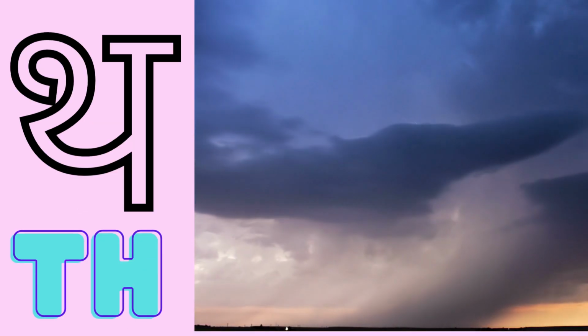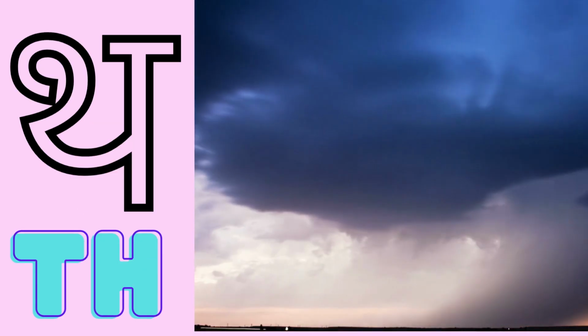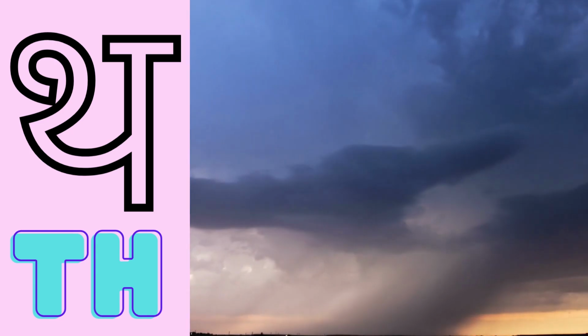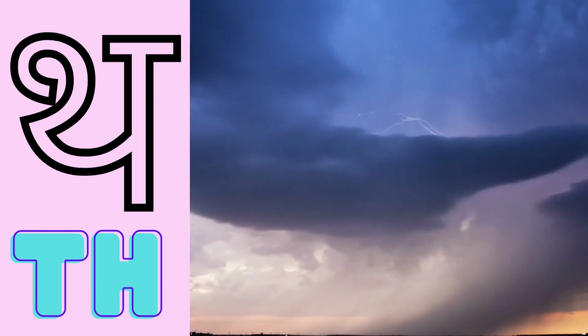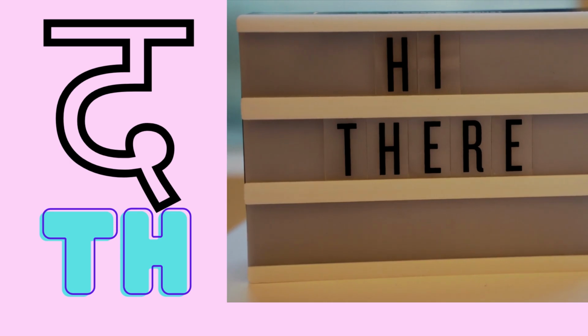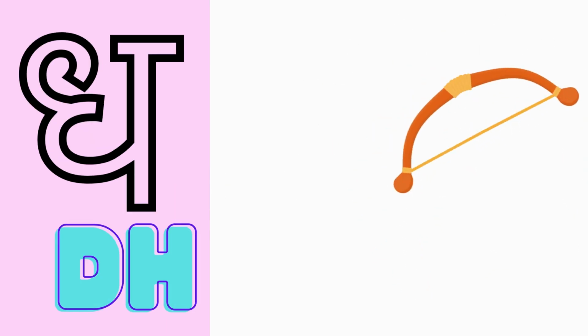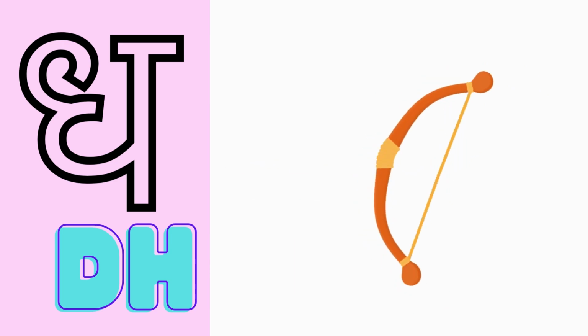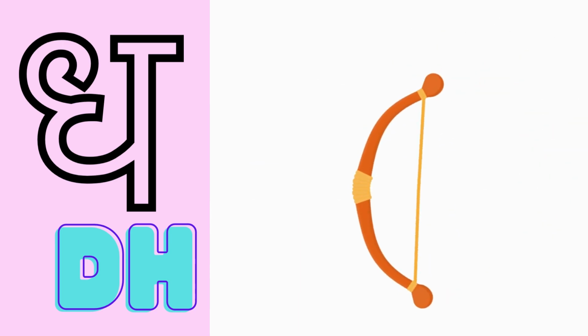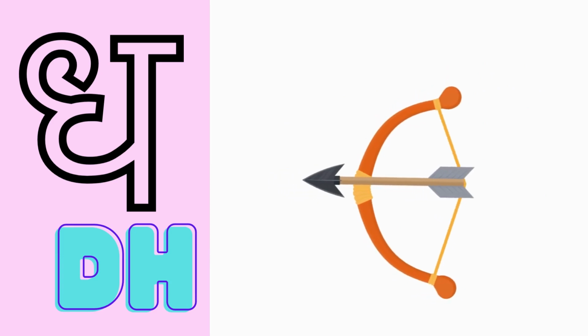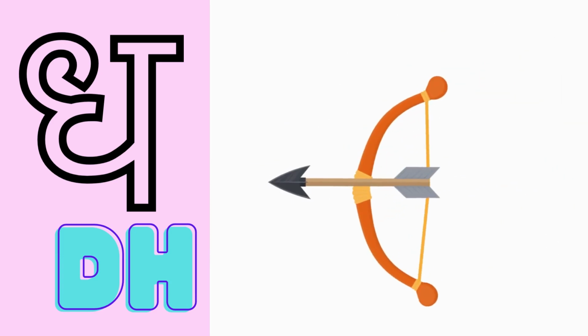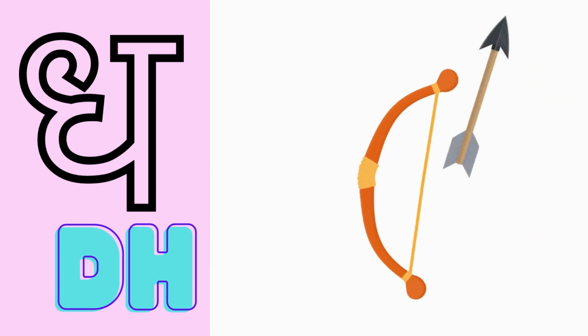Th. The pronunciation of Th is similar to that of thunder in English language. Th. The pronunciation of Th is similar to that of th in the word there. Dh. The pronunciation of Dh is similar to that of the Hindi word dhanush, that is dh put together. Dh as in the word dhanush.